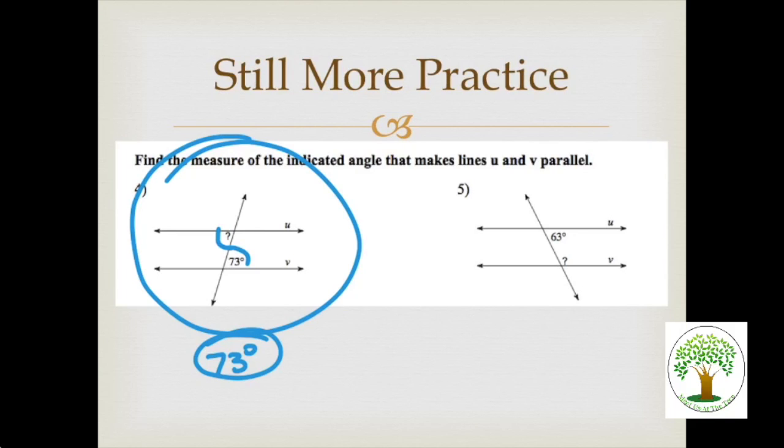Number 5. To make these parallel, that's supposed to be same side what? Interior. Same side interior is supposed to be supplementary. Help me with the calculator. What's 180 minus 63? What did you get? 117. Please verify. Yes, it is. Okay, fantastic. 117. Since they're supplementary, we had to subtract.